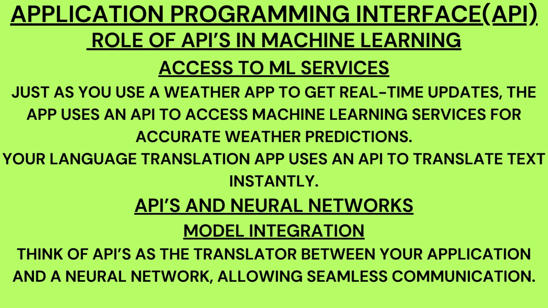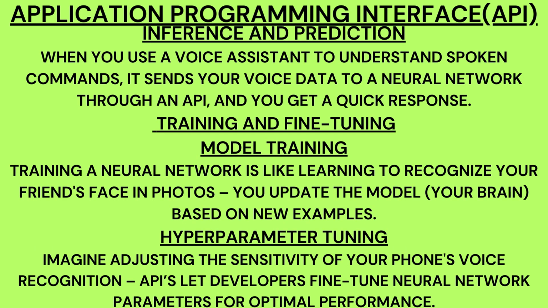APIs and neural networks model integration. Think of APIs as the translator between your application and a neural network, allowing seamless communication. Inference and prediction. When you use a voice assistant to understand spoken commands, it sends your voice data to a neural network through an API and you get a quick response.